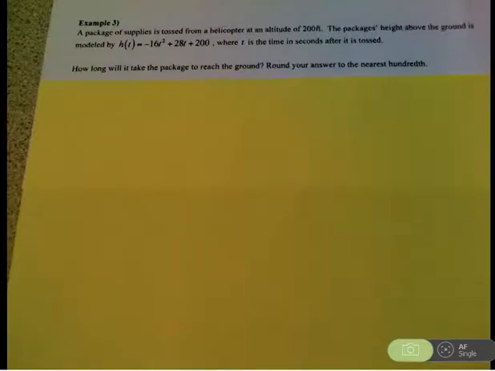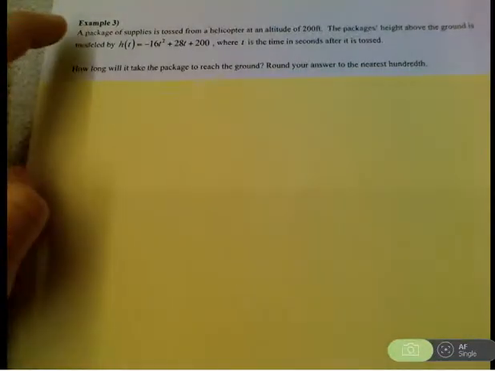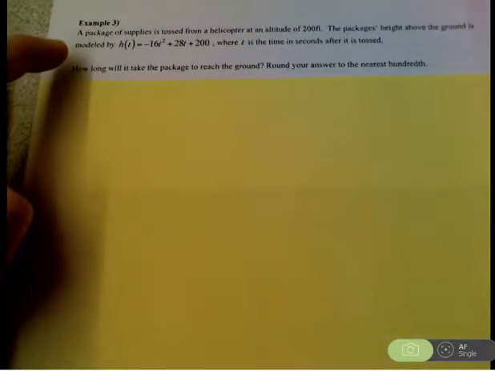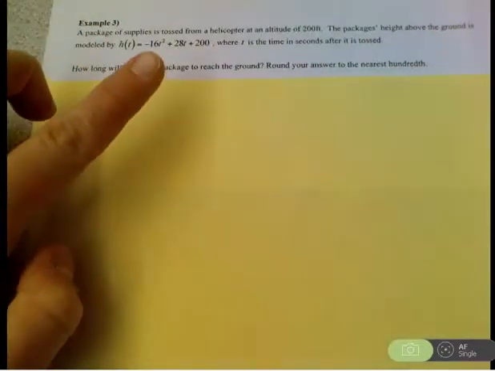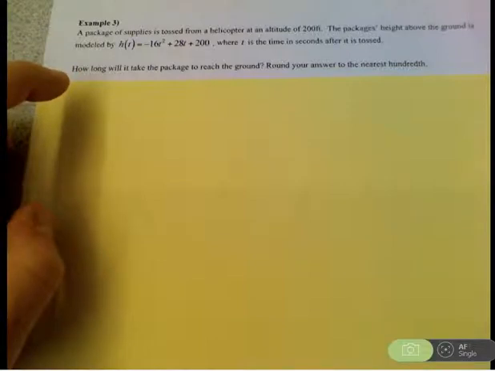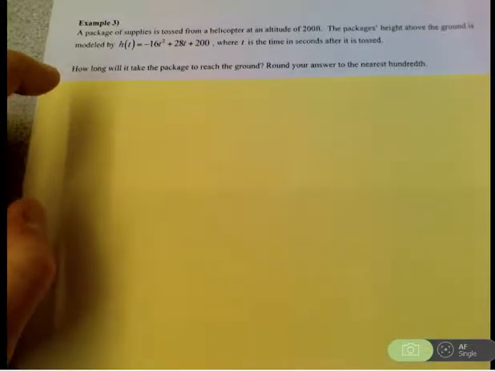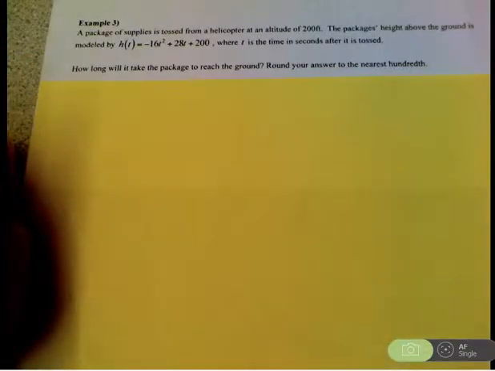3 is going to be a little bit different than 1 and 2 because if you read through the problem, we're not talking about max or min anymore. So this one says a package of supplies is tossed from a helicopter when it's 200 feet off the ground. The package's height above the ground is modeled by this quadratic equation right here. T is time after it's tossed. H is obviously height. How long is it going to take the package to actually reach the ground?